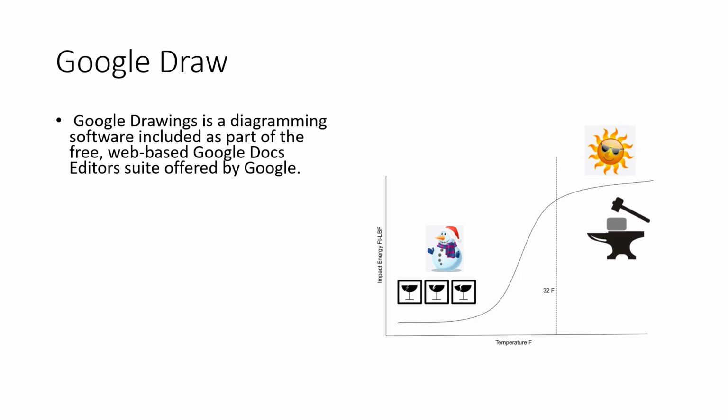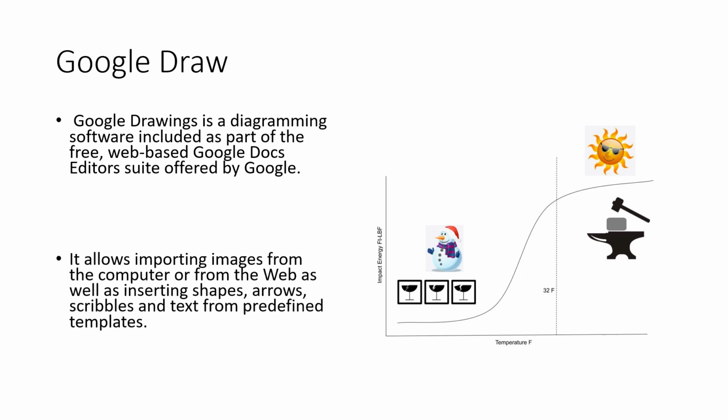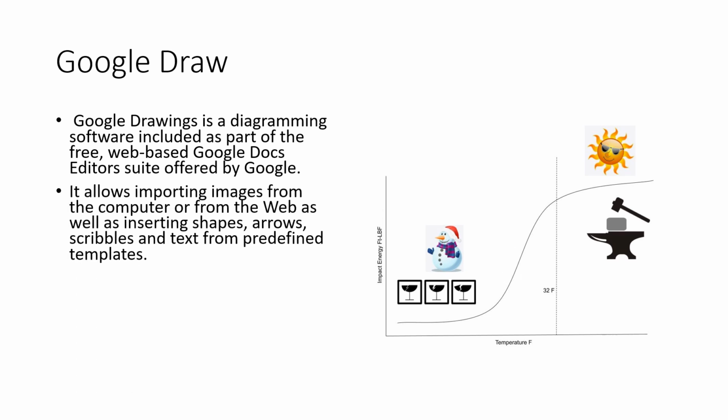So you can make pictures with this one. I'm pretty sure I made this one on Google Draw. And you can import images from the computer or from the web, and then you can insert shapes, arrows, scribbles, and text from other places. So you can do a lot of stuff with this one, and it's free.